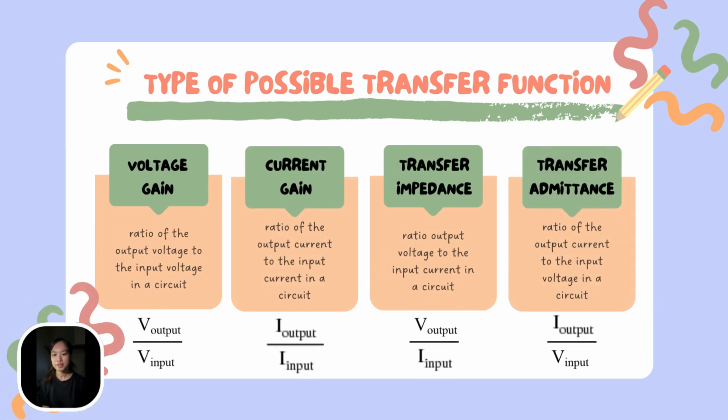There are 4 types of possible transfer function. The first one is voltage gain, which is the ratio of the output voltage to the input voltage in a circuit. The second one is current gain. It is the ratio of the output current to the input current in a circuit. The third one is transfer impedance, which is the output voltage to the input current in a circuit. And the last one is transfer admittance. It is the ratio of output current to the input voltage in a circuit.